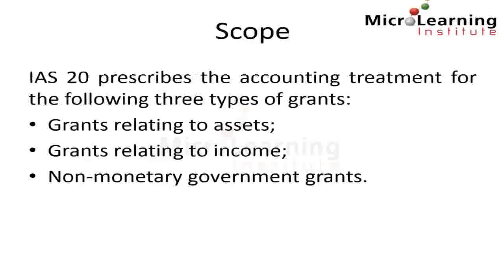IAS 20 prescribes the accounting treatment for the following three types of grants. 1. Grants relating to assets. 2. Grants relating to income. And 3. Non-monetary government grants.